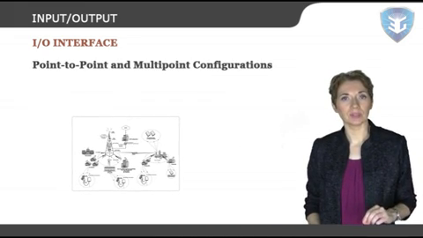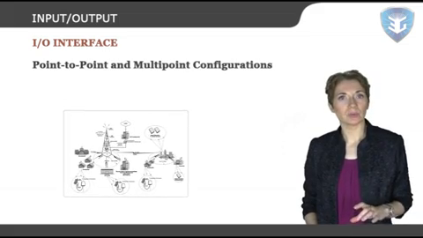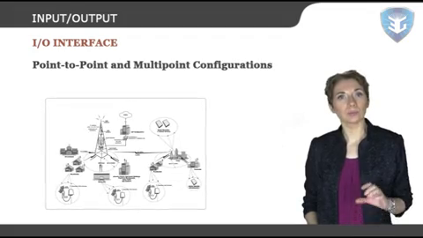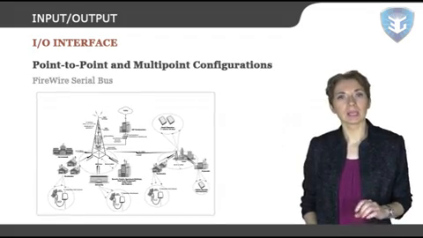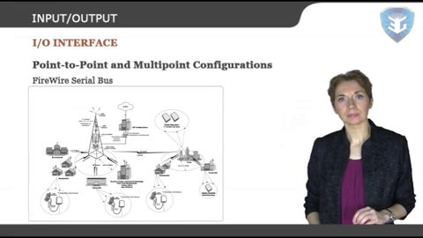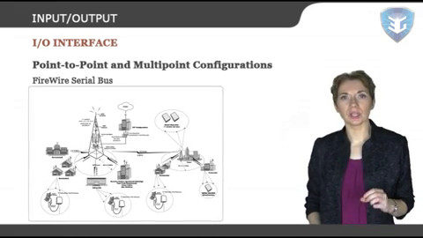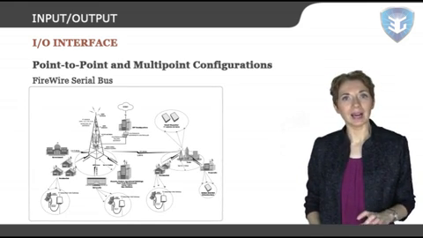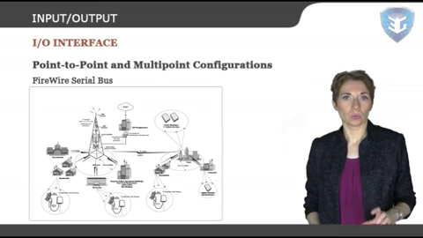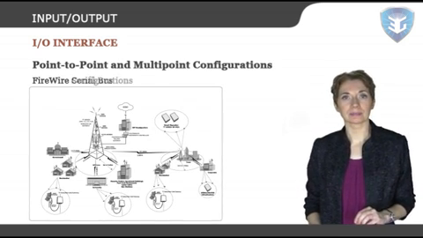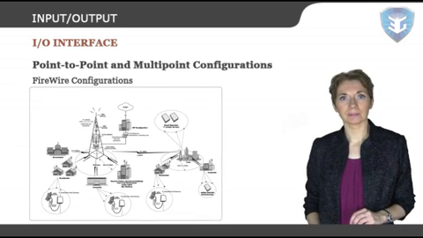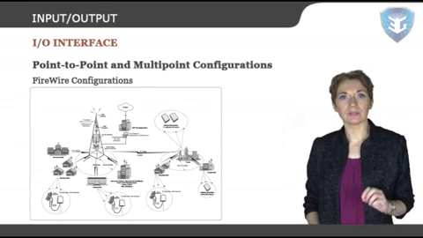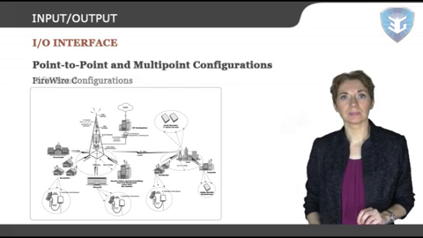Point-to-point and multi-point configurations. The connection between an I/O module in a computer system and external devices can be either point-to-point or multi-point. Firewire serial bus. With processor speeds reaching gigahertz range and storage devices holding multiple gigabits, the I/O demands for personal computers, workstations, and servers are formidable. Firewire configurations. Firewire uses a daisy chain configuration with up to 63 devices connected off a single port.